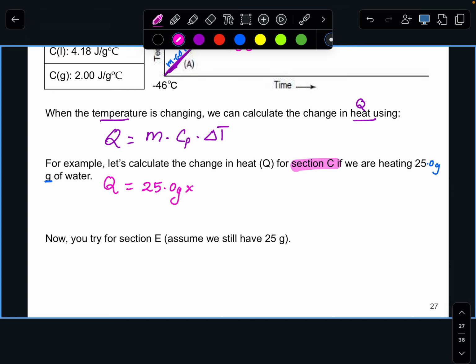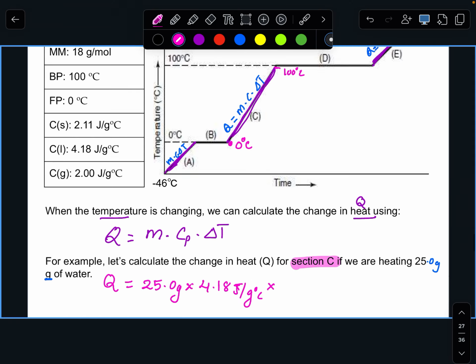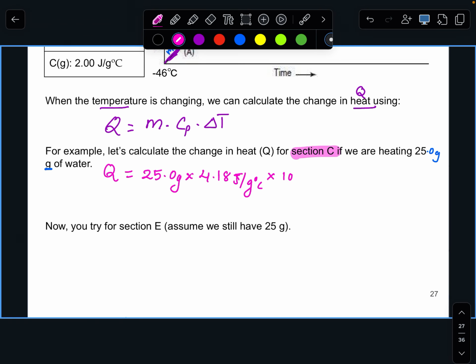There are 3 specific heats you can see on your formula sheet: 1 for water, 1 for ice, 1 for steam. This is water, so we are going to pick what? 4.18 joule per gram degree Celsius. And change in temperature is the difference between 100 minus 0, which is what? 100 degrees Celsius. Just add a decimal there.